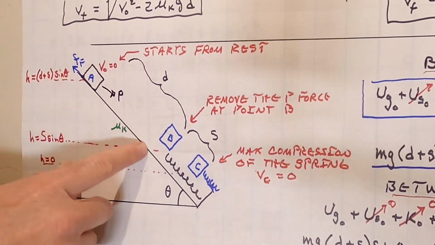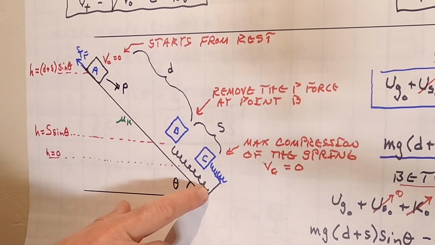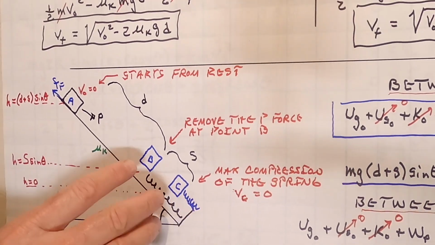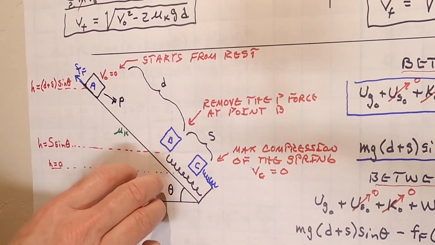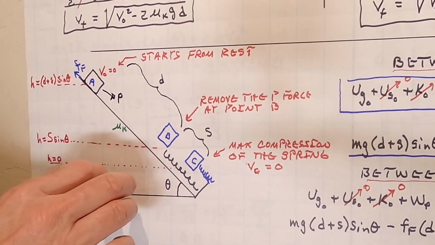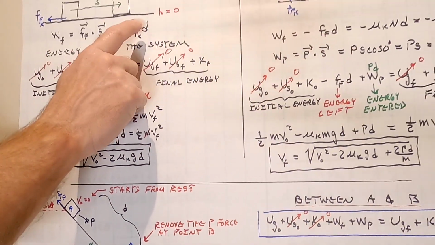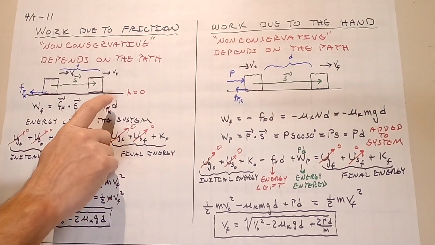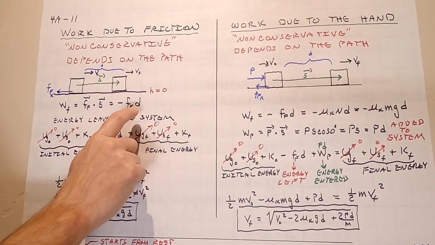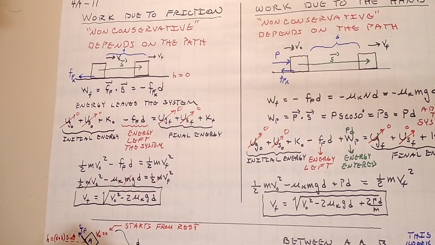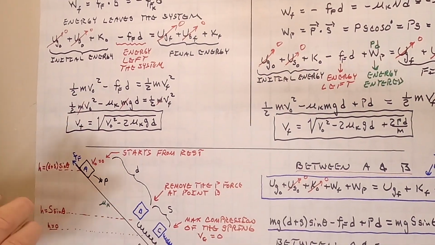Here we have an inclined plane. There's friction. You've got a mu k. I should tell you, with mu s you never have work due to friction, because this distance up here is the distance you slide. In mu s, you never slide. It's a static case. So work due to friction is only there for the kinetic case.